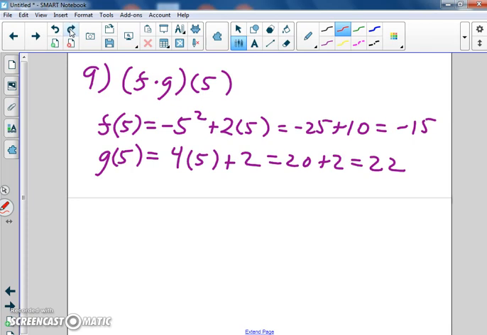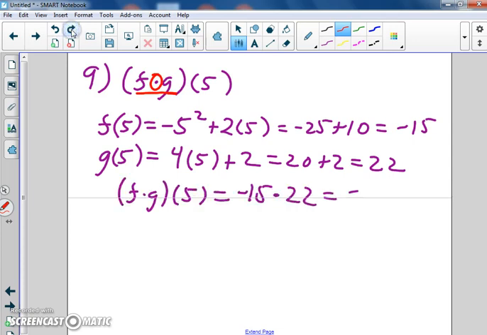All right, now what is it you're going to do with both of these? You're going to multiply them together. So multiply -15 times 22. Okay, and you will get this answer. -330. There's your answer. Question number 10.